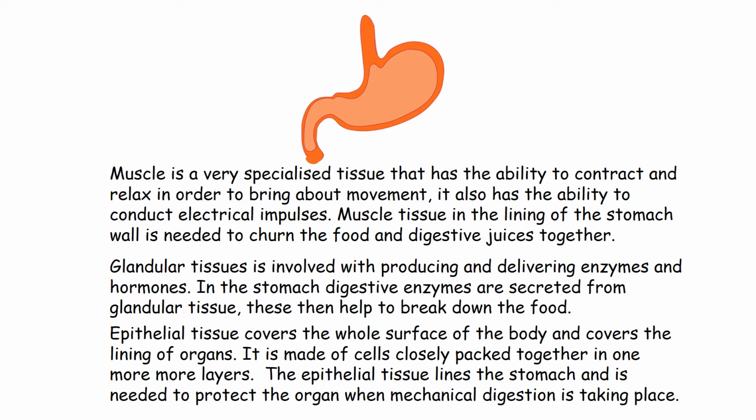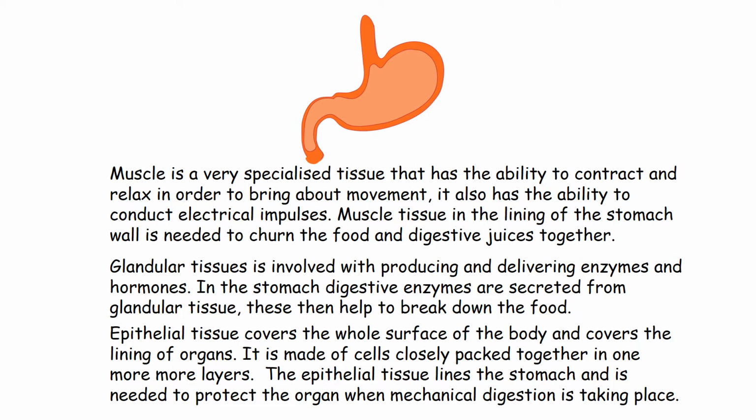The second tissue is glandular tissue, and this is involved with producing and delivering enzymes and hormones. In the stomach, digestive enzymes are secreted from glandular tissue. These then help to break down the food, and we will be looking at enzymes in more detail in a subsequent lesson. For now, think of them as the chemical scissors that chop up food into smaller pieces so it can be absorbed into the bloodstream.